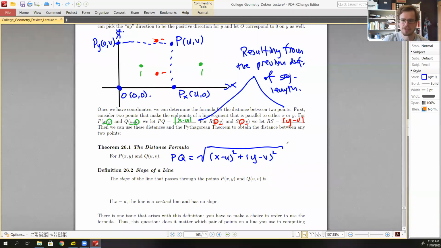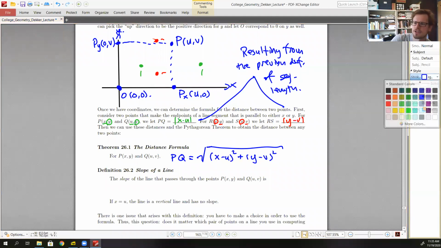Now, if there's no change here, this would simplify to what we have up here. And if there's no change here, this would simplify to what we have there. So that's very convenient. That's very nice. The square root of something squared is the absolute value of it. So we see that these definitions match, which is good.